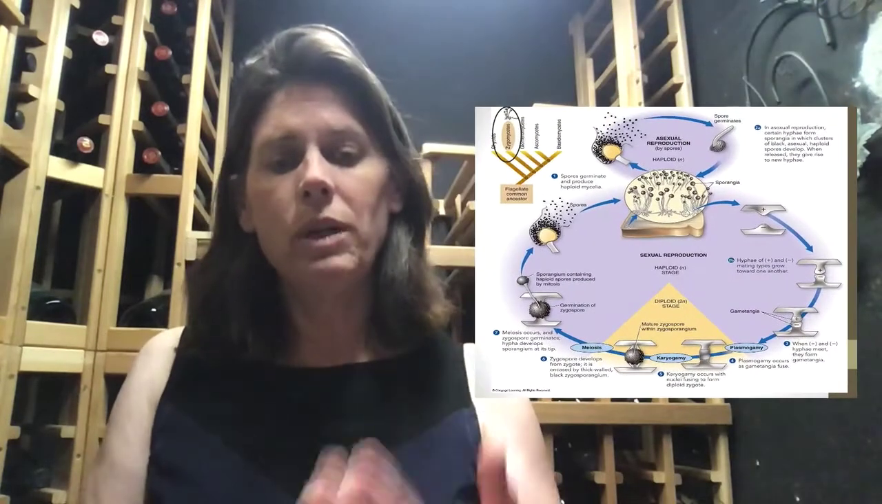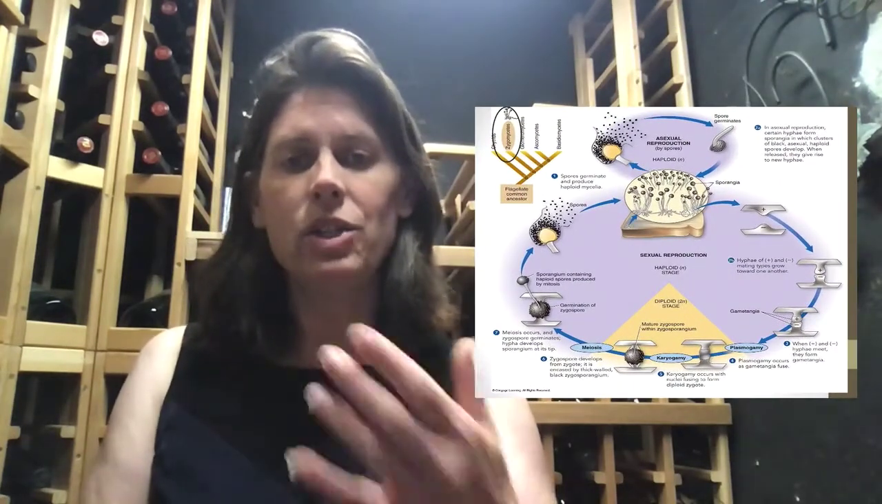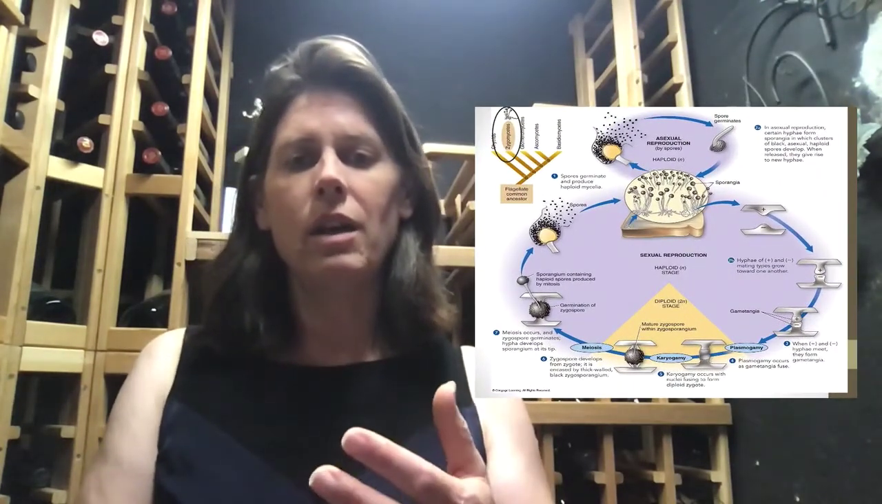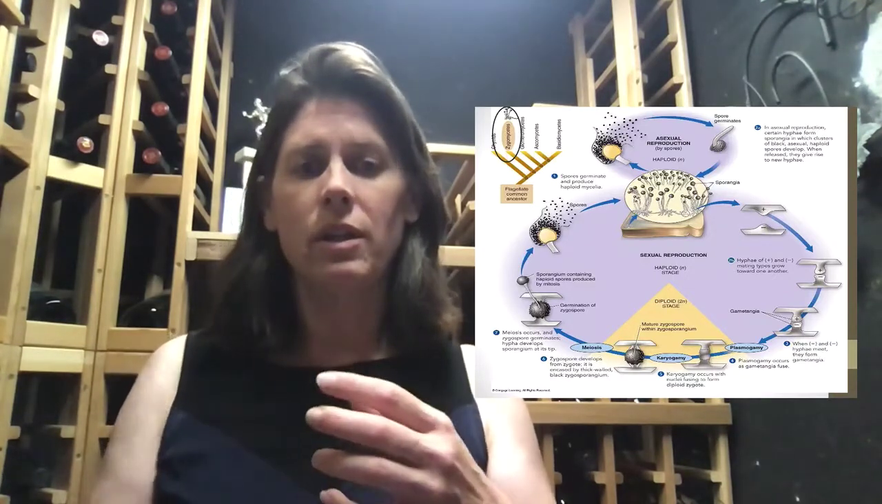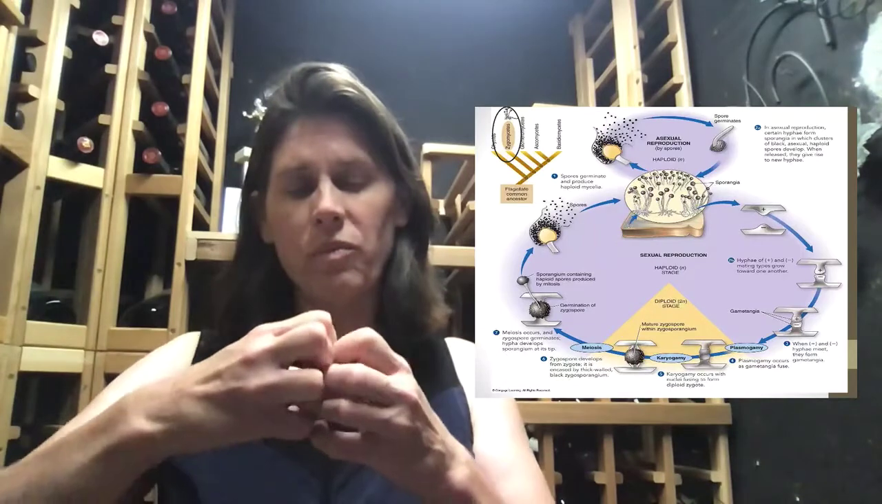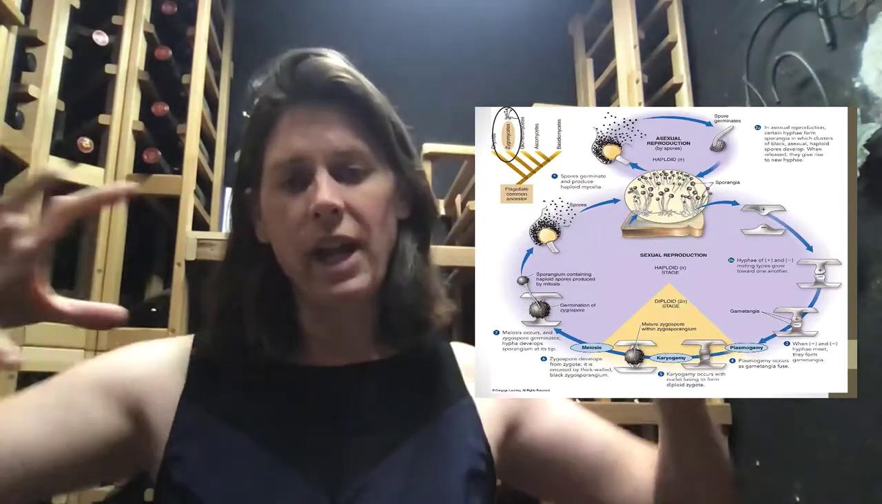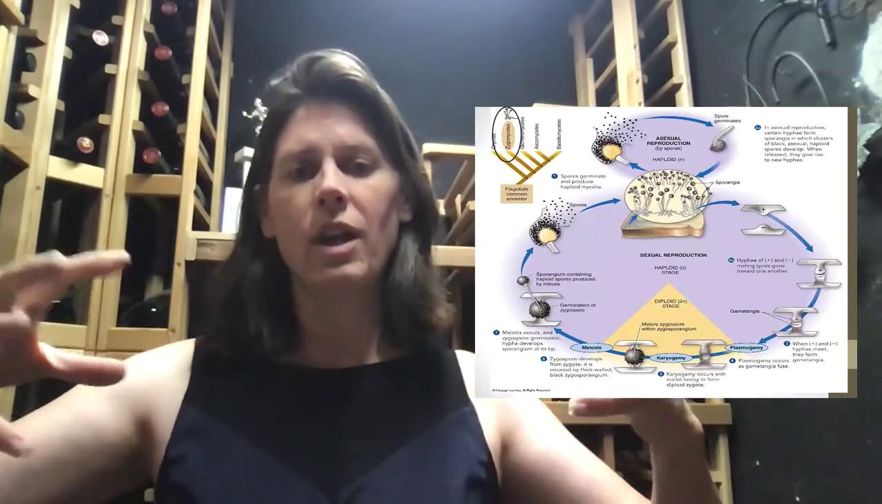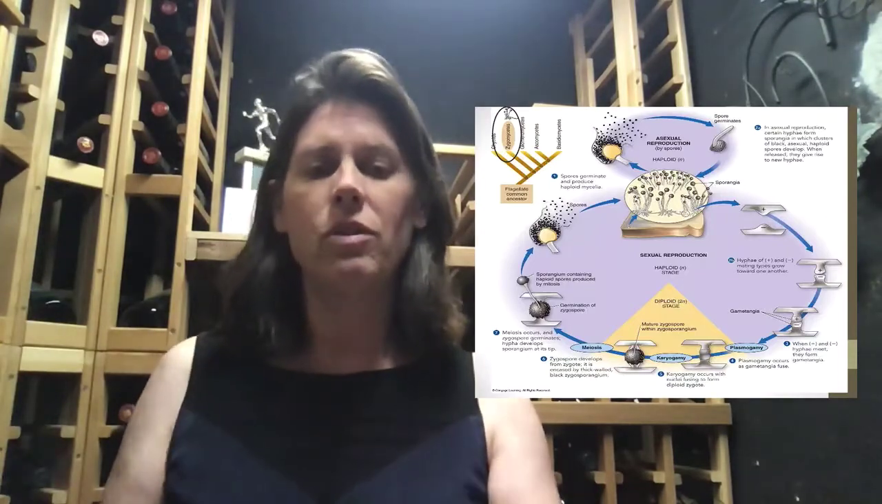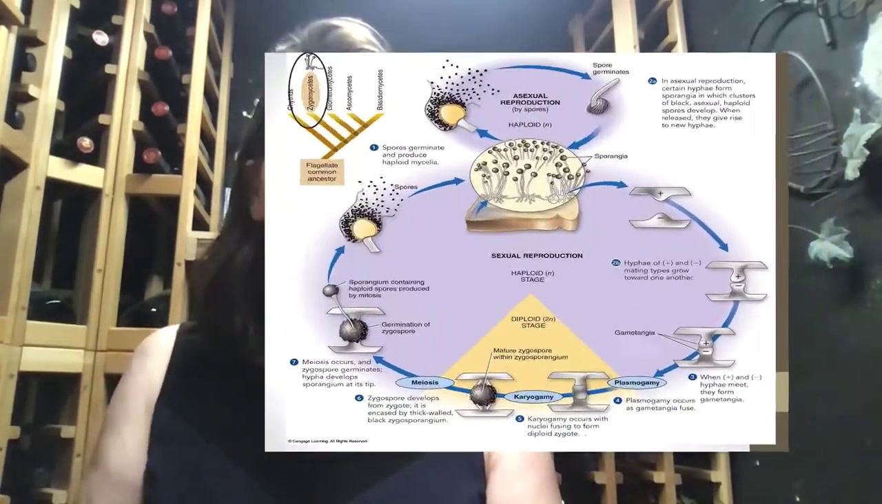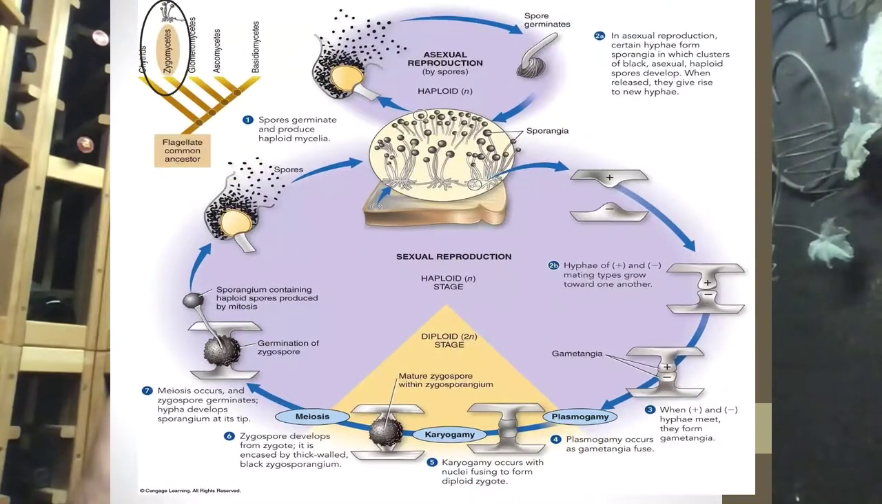Okay, so again, when it reproduces asexually, it's not changing the DNA at all. So they can reproduce very quickly and spread out and produce more structures, but the new cells are the same as the parent, so no genetic changes going on there. But here you can see that they can also reproduce sexually.